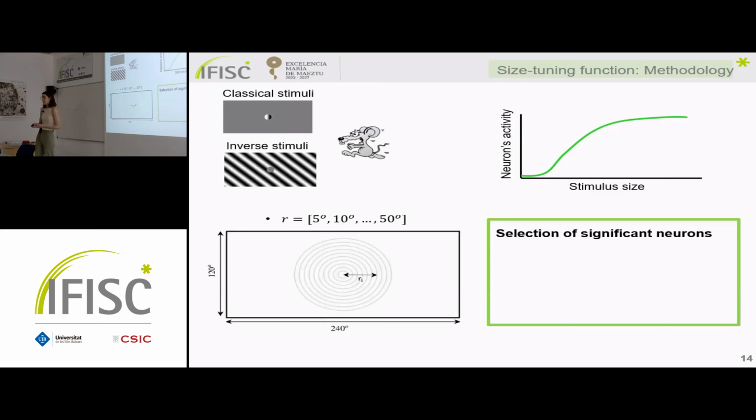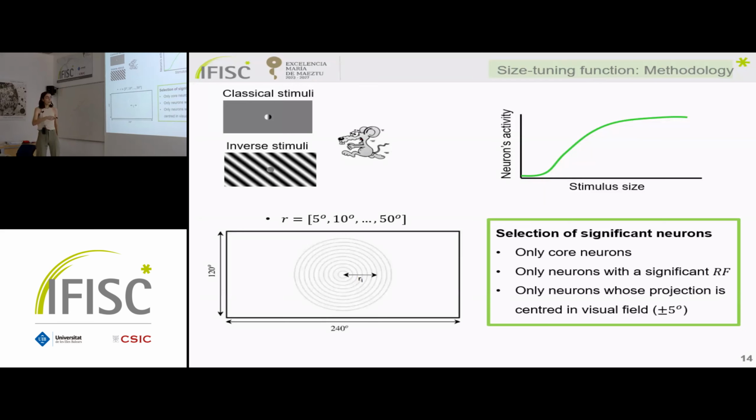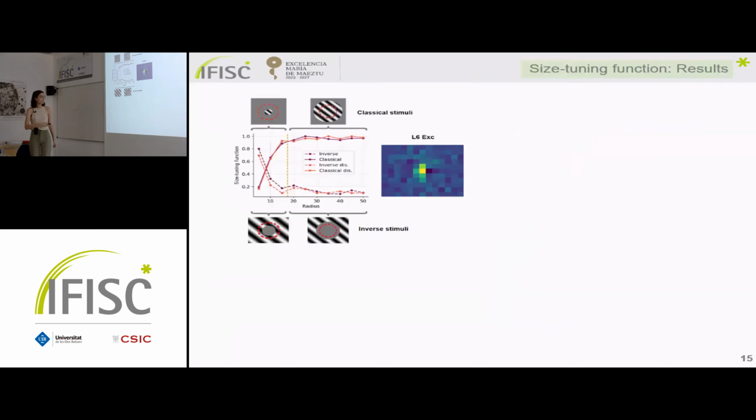Also, as we did in the previous analysis, we need to select neurons that are significant for this analysis. Again, we take only core neurons, and only neurons that we computed in the previous part had a significant receptive field. In addition, in this case, we also restrict to neurons whose projection is centered in visual space. And this is basically because the stimulus is also centered in visual space. So now I will present the results.